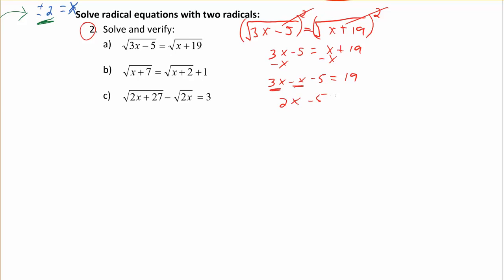And I'll write the whole thing. Minus 5 is equal to 19. Now I just got to get the 5 out of there. It's the next thing I want to get to go. So I'm going to add 5 to both sides. Plus 5, and I end up with 2x is equal to 19 plus 5 is 24. So x is equal to 12.